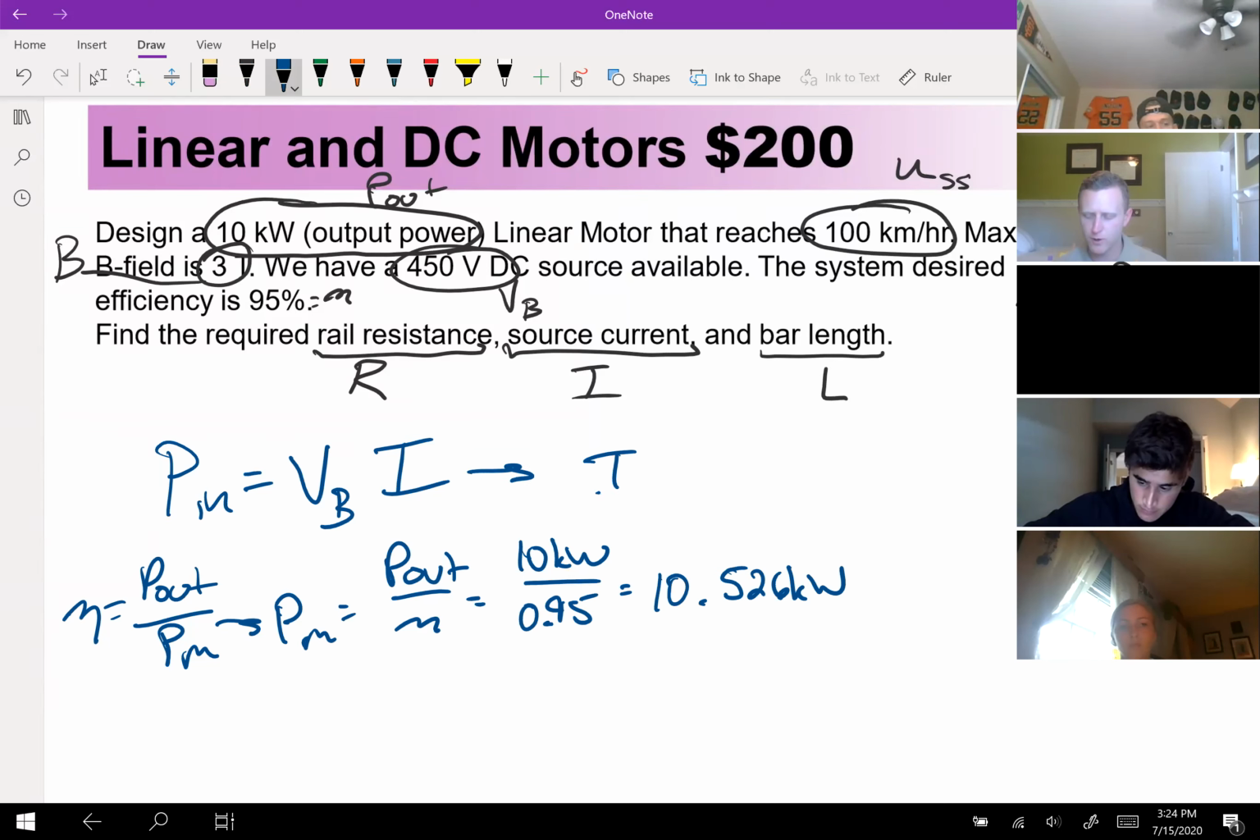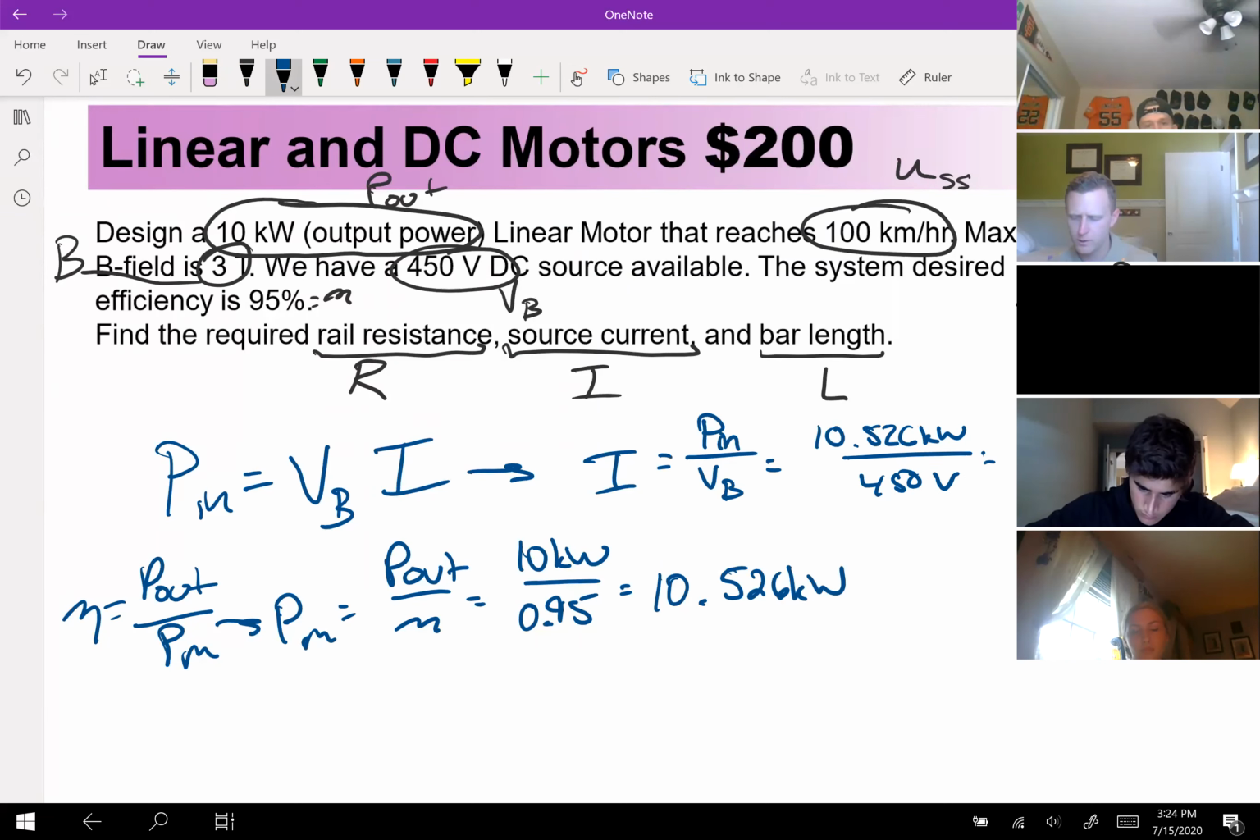I can rearrange for I, and I have P in divided by VB. P in, 10.526 kilowatts divided by 450 volts. I get 23.39 amps.